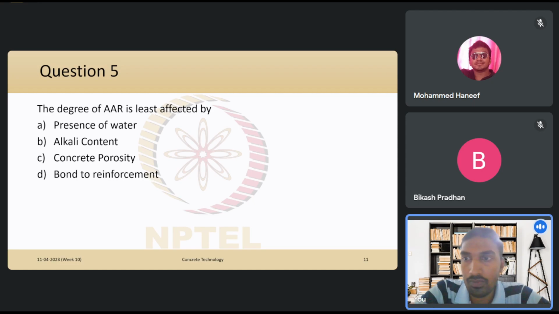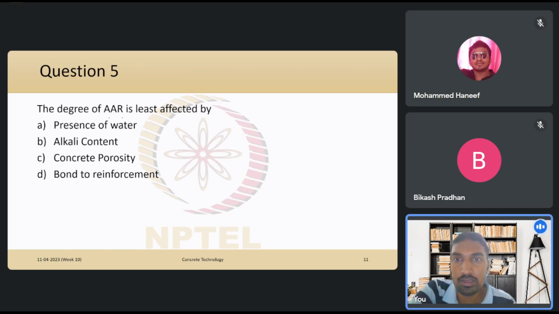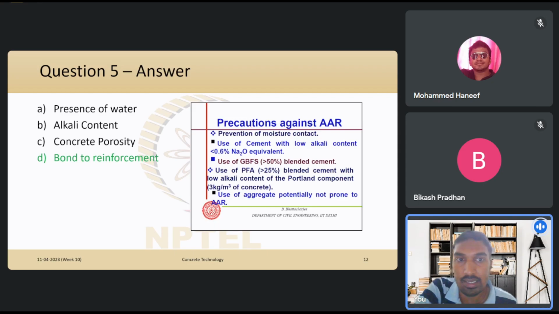Here we have one vote for A and one for B. Yeah, the right option is actually D, bond to reinforcement. So here the question is about the factor which affects alkali aggregate reaction the least. So which is less important? So what's an alkali aggregate reaction?